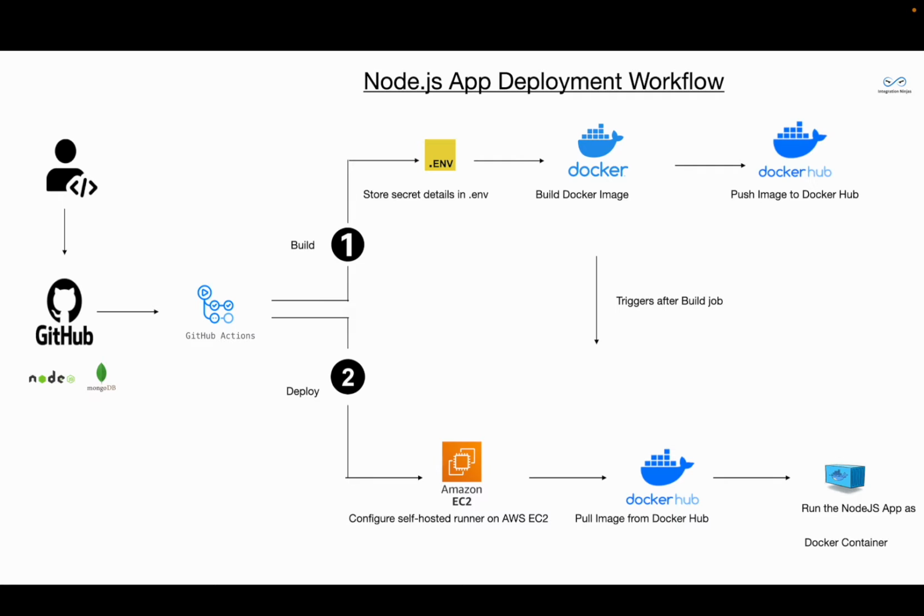One thing here in the build job: whatever is in the .env file, the secret variables, we are going to create a secret .env file for the Node.js application at runtime, and we are going to use it in our application. So we'll not have to expose any passwords to the users.